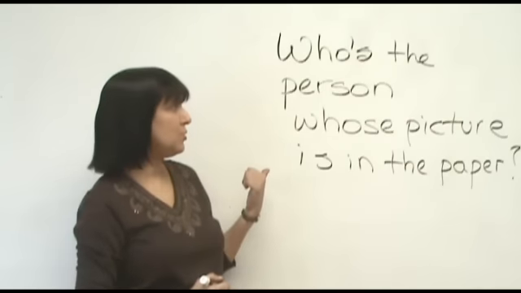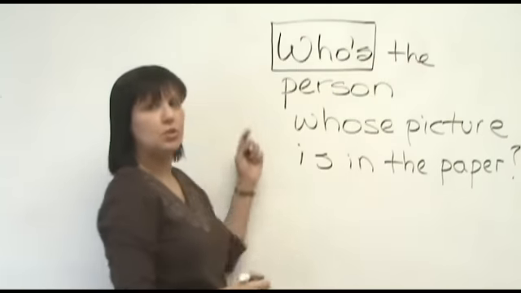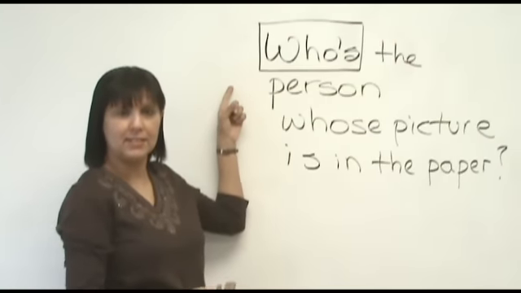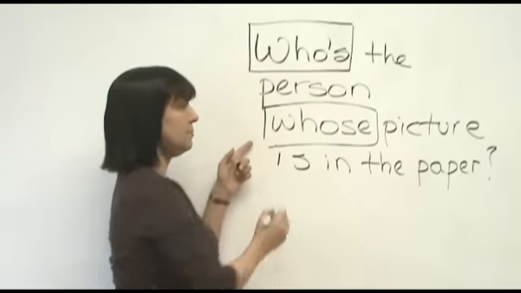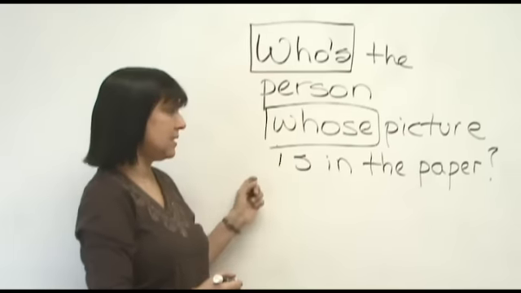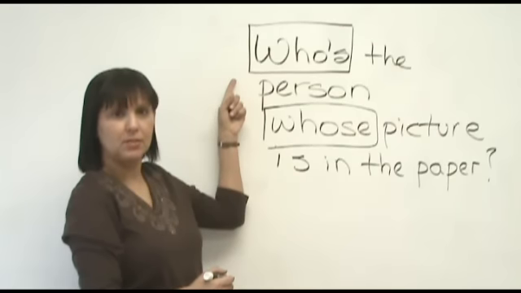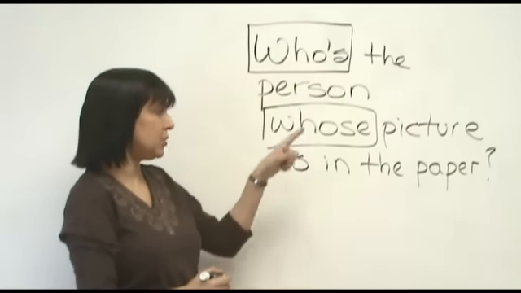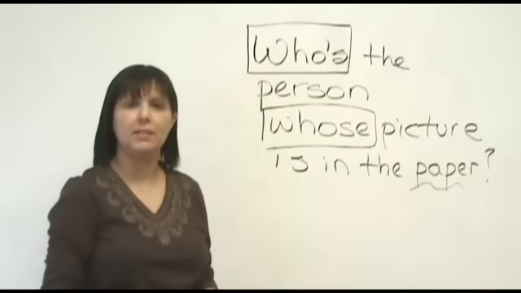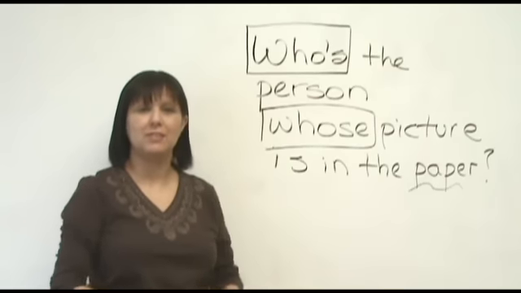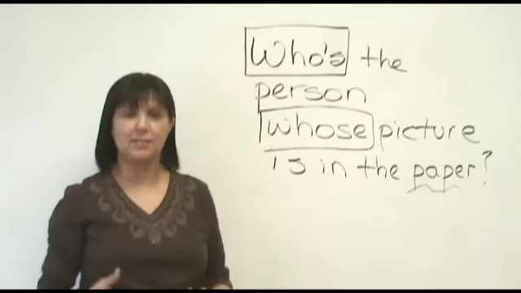Okay, do you have what I have? Let's review. Who's the person, as in who is the person, whose, possessive, whose picture is in the paper. All right, so the first one was who's, who is the person, whose picture is in the paper. When we say paper, of course, we mean newspaper. Lots of times we don't say newspaper, but it's a little bit longer word. So we just say paper, and it means newspaper.